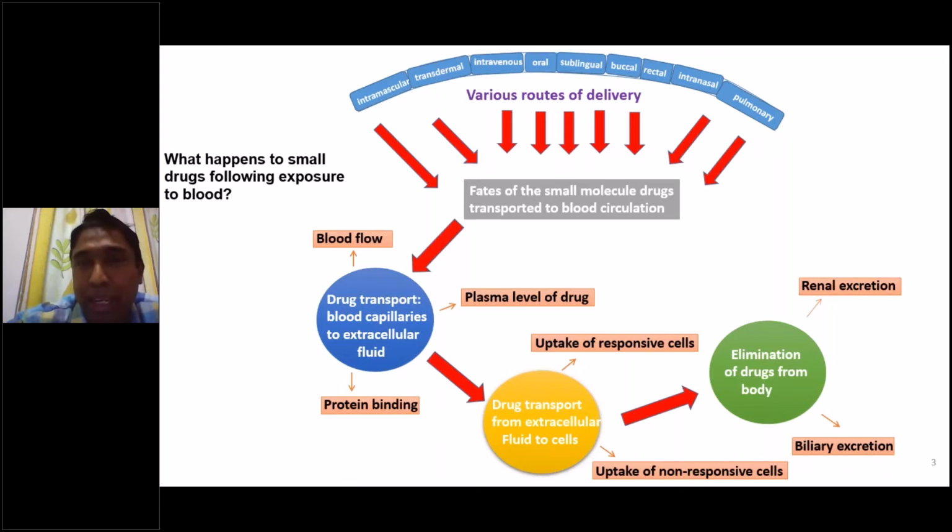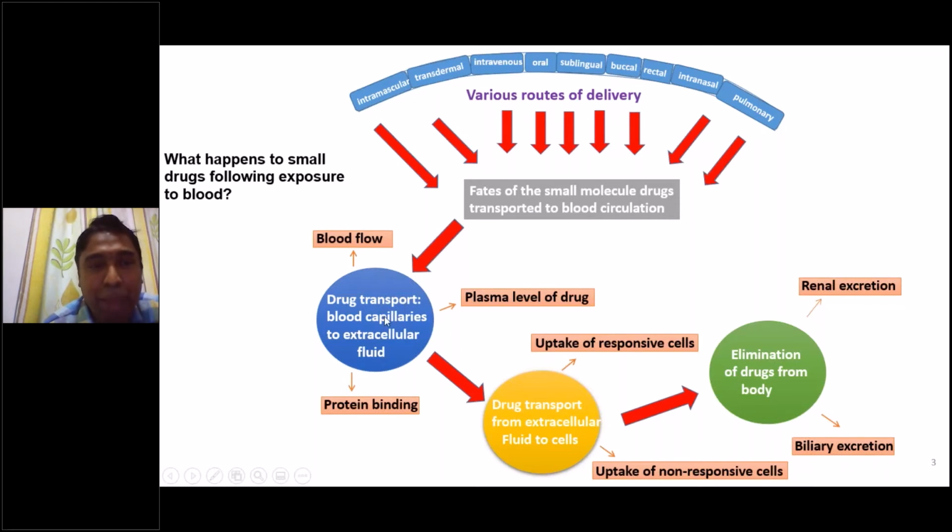The objective could be local delivery or systemic delivery. In most cases it is systemic delivery. For example, if we want to deliver paracetamol, aspirin, and other small molecule drugs, we need to deliver them to the blood, using any of the routes. Using the oral route is the most famous. After delivery, the small molecule drugs will come to the bloodstream by any of the routes.